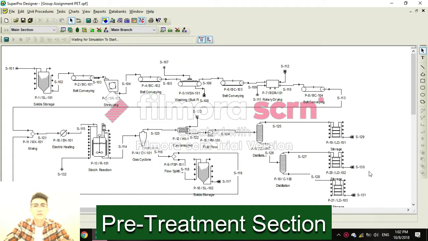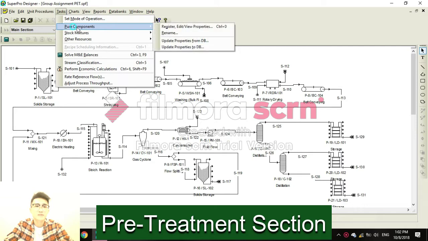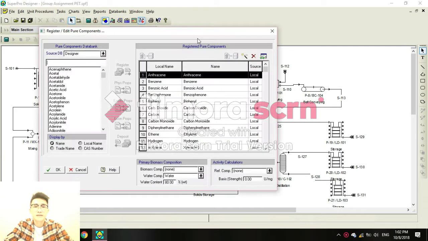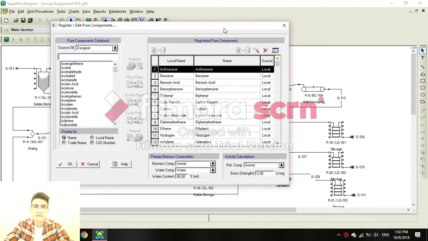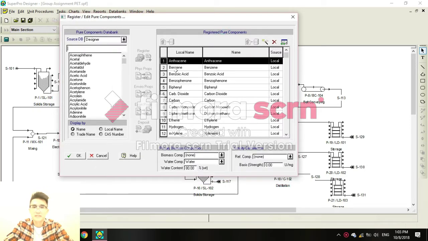I'm going to talk about the pre-treatment section for our simulation project. The first step is to register our component, which is PET. PET consists of 75% ethylene, 20% propene, and 5% petroleum-derived aromatics. This 5% consists of benzene, toluene, and xylene. After that, we need to register all these components into our system.